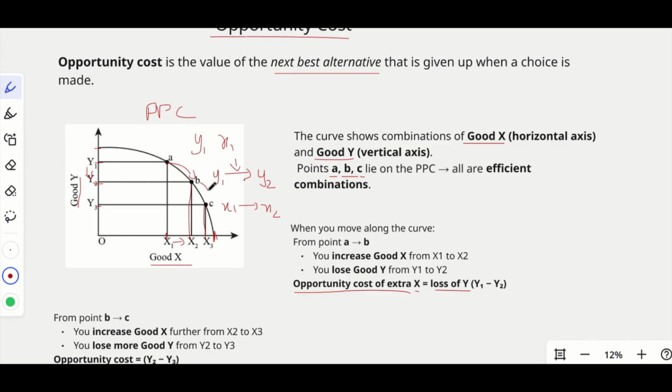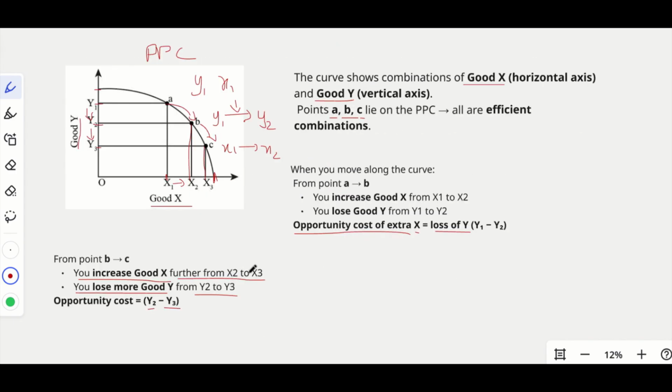And when you change from B to C, again, what is happening there? You increase good X further from X2 to X3 and you lose more of good Y, from Y2 to Y3. So what will be the opportunity cost? Y2 minus Y3. This is the opportunity cost. Clear? This is how we calculate the opportunity cost.